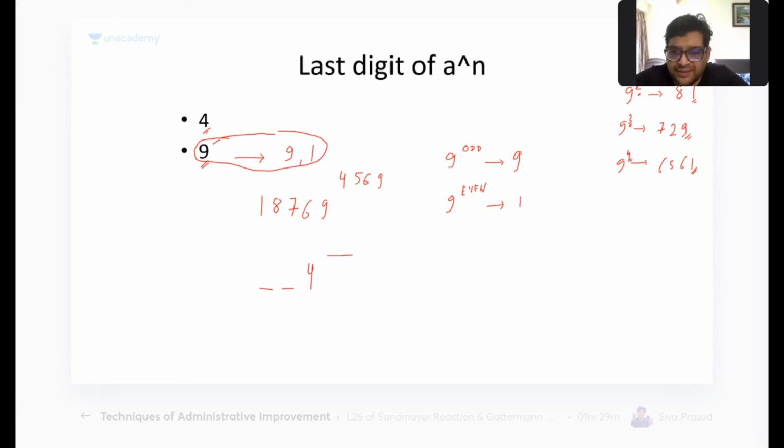If you can give me a number which ends in 4 and is raised to a power, I can tell you what last digit it would be.